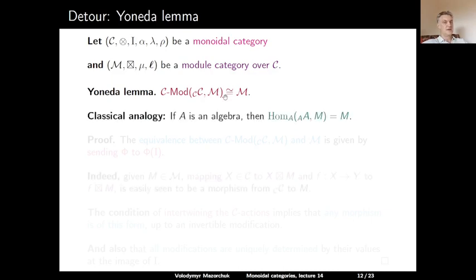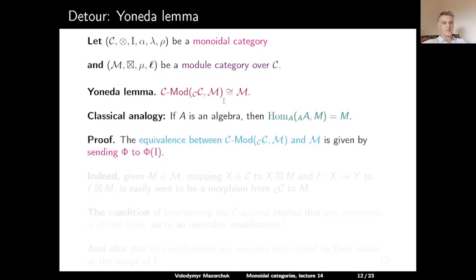The classical analogy of this statement is the following: if A is an algebra and M any A-module, then the space of all A-homomorphisms from the left regular A-module to M is isomorphic to the module M. We can take the identity in A and send it to any element in M, and this uniquely extends to a homomorphism.